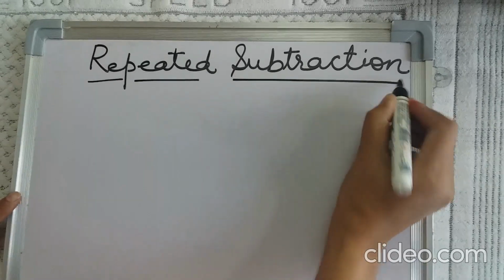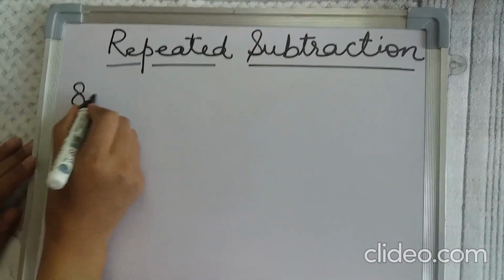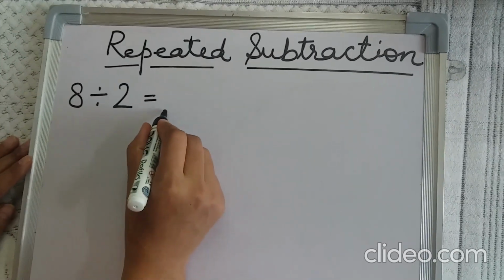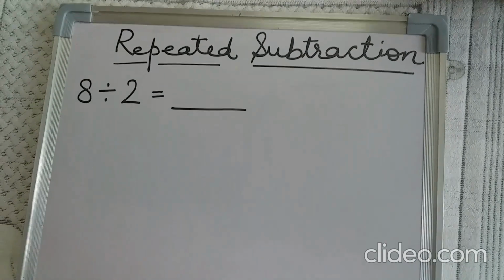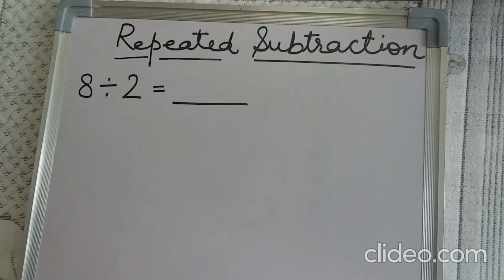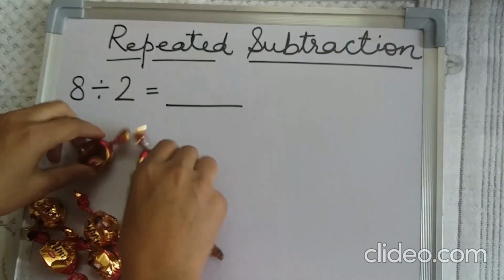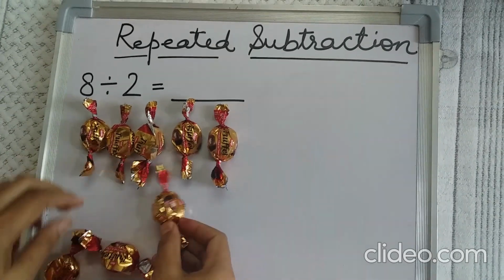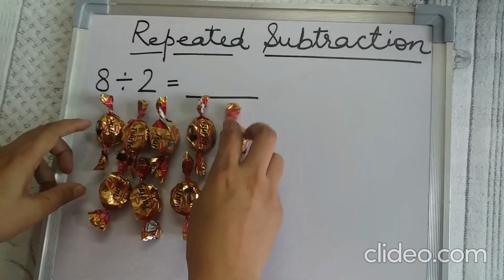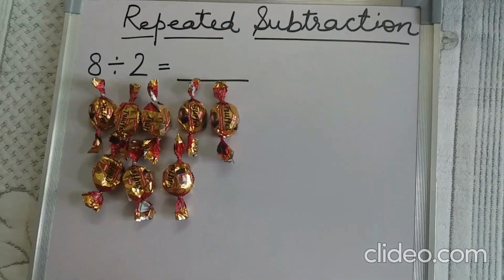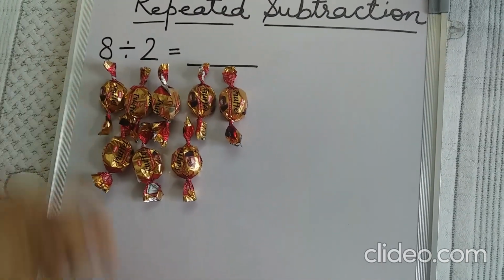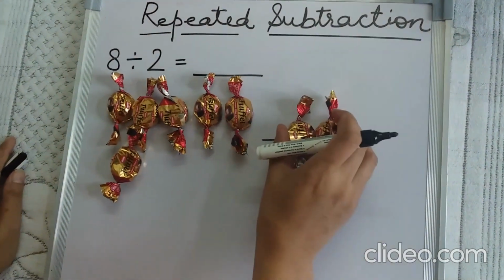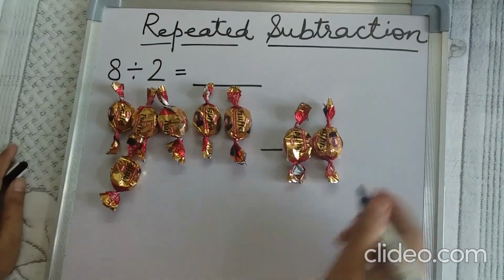Repeated subtraction. For example, I am taking 8 and I am making groups of 2. So let us see what answer do I get here. Okay, and for this I am taking 8 toffees here. See, you can count also. These are 4, 5, 6, 7 and 8. Now, repeated subtraction means I will be subtracting 2 again and again. Okay, so first step is minus 2.